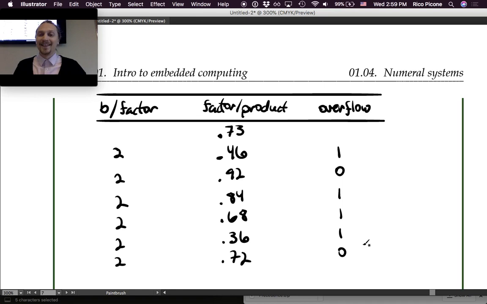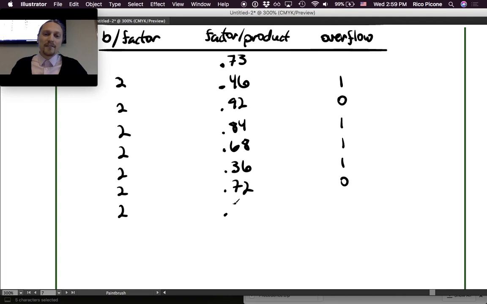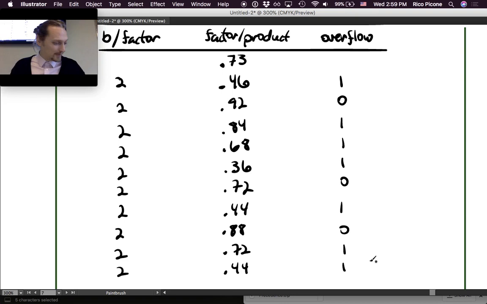Okay. Times 2 again. So that was going to be 1.44 with an overflow. 2 again. 8.8, no overflow. 2 again. 7.2 with an overflow. 2 again. 4.4 with an overflow. Am I off? I'm off my notes right now. What's going on? Let's see. Wait, was that right? 8.8, and then 72. Yeah. And then 44. Oh, good, I didn't have to go as far. Sweet. But can we verify that that's correct? I screwed up somewhere in my notes, obviously.